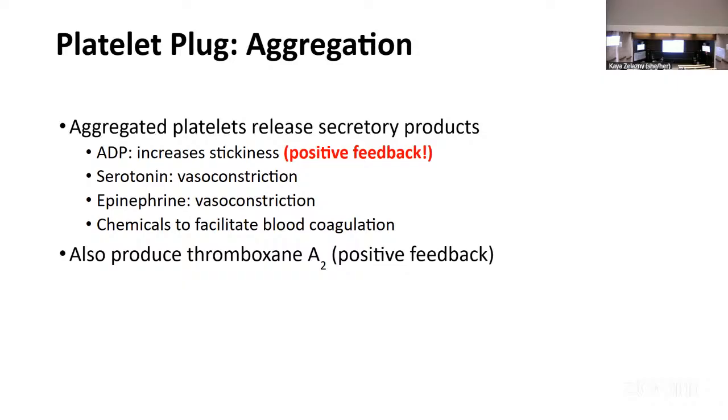And we also have some signals coming from the platelets that are getting us set up to create a blood clot, which is going to be our more stable way of blocking this hole that we've created in the blood vessel. The platelets also produce something called thromboxane A2, which is going to have a couple of different ways that it creates a positive feedback loop here, ultimately making this platelet plug bigger and tighter.